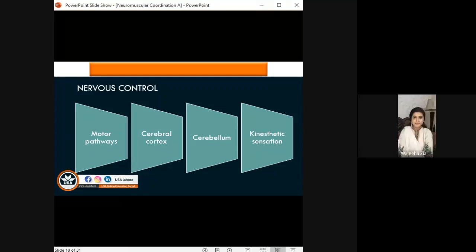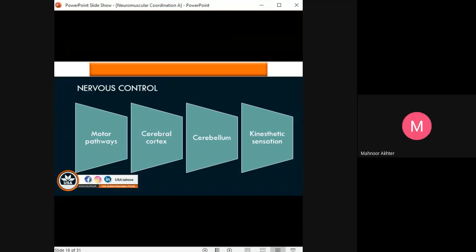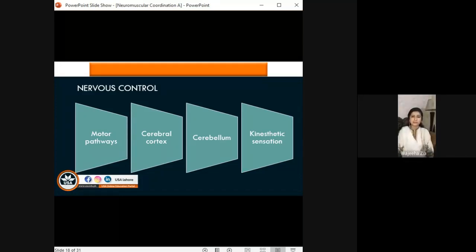So who will start? Ma'am, I'll go first. Yes, Mahanur Akhtar, please give an example of the muscles according to hip action. Hip flexion.